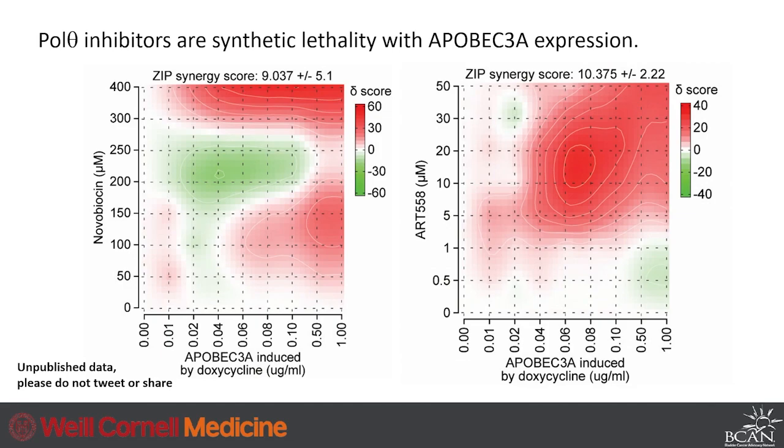So we performed the cross-experiment with dose curves of doxycycline, which indicates the APOBEC3A expression level on the x-axis, and also the concentration dose curves of the drug, the polymerase theta inhibitors. Here is the synergy map. The red area indicates the concentrations where these two effects are synergistic, and the green indicates the opposite direction. We're using the ZIP model to calculate the synergy score, and these two scores indicated that there is a synergistic effect between the APOBEC3A expression level and the polymerase theta inhibition.